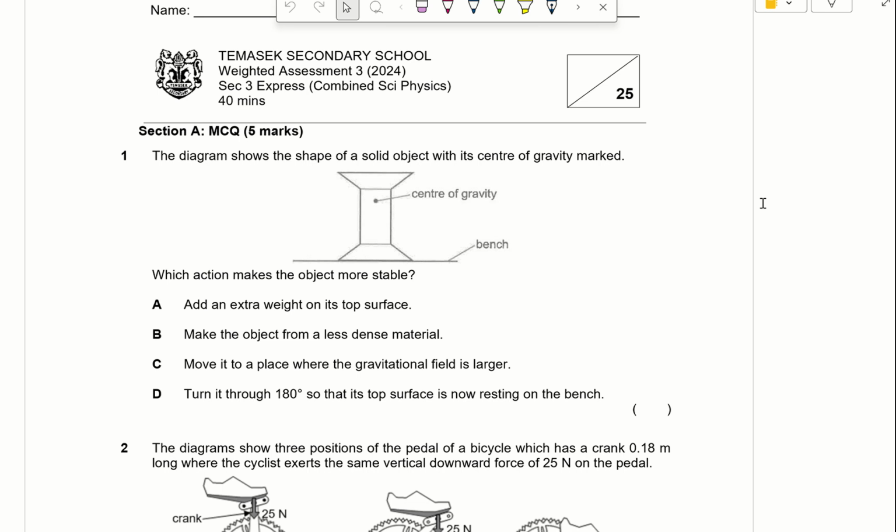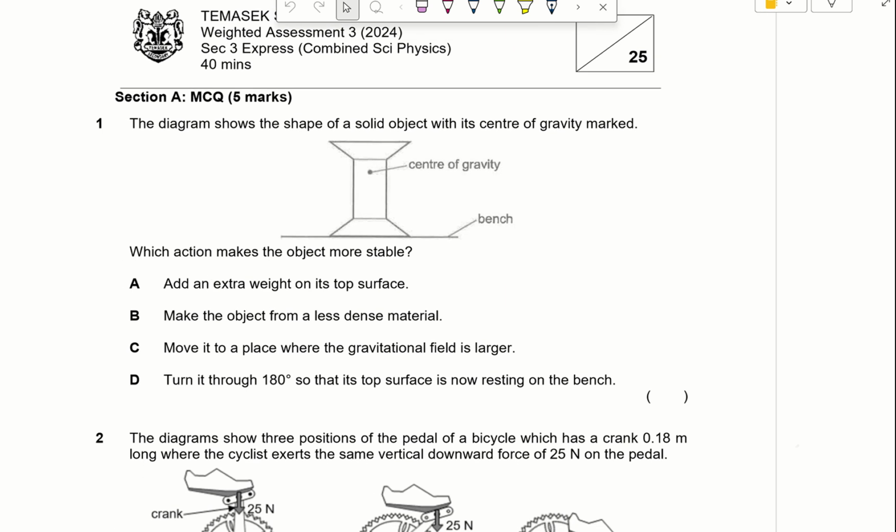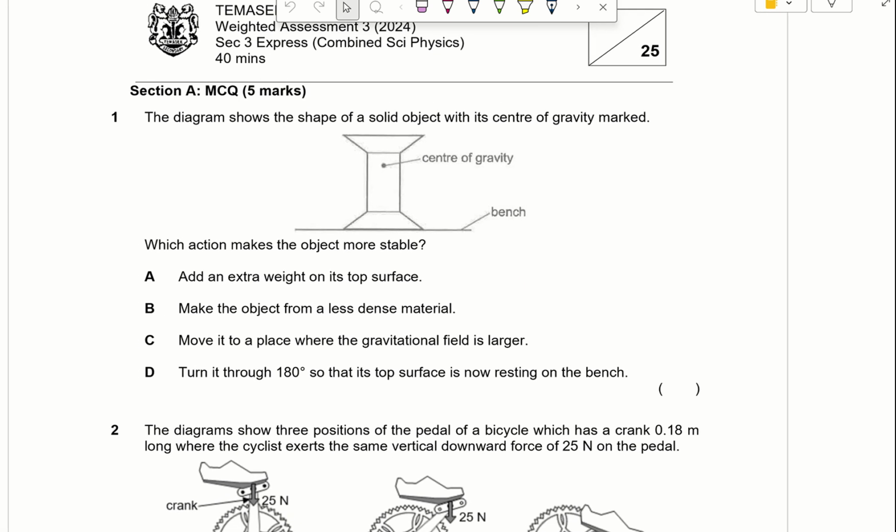Okay, in this video, I'll be going through G3 Science, WA3, that was in 2024. The topics that are covered in this WA3 are moments and energy. Okay, let's start. So let's look at the MCQ first.